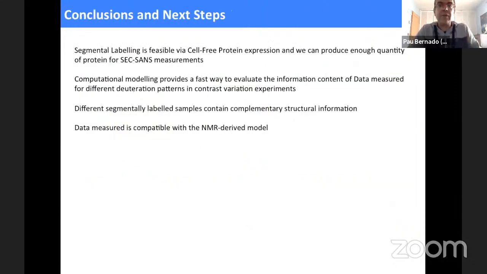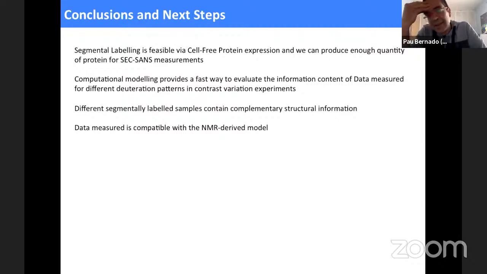As a sort of conclusion for this last part, there is in fact more work to be done than conclusions, because this is less than the first year of the PhD of Samuel. This is the beginning of the project. So we can get some conclusions. We can say that segmental labeling is feasible and cell-free, and we can produce enough protein to do SEC-SANS, which is already something.